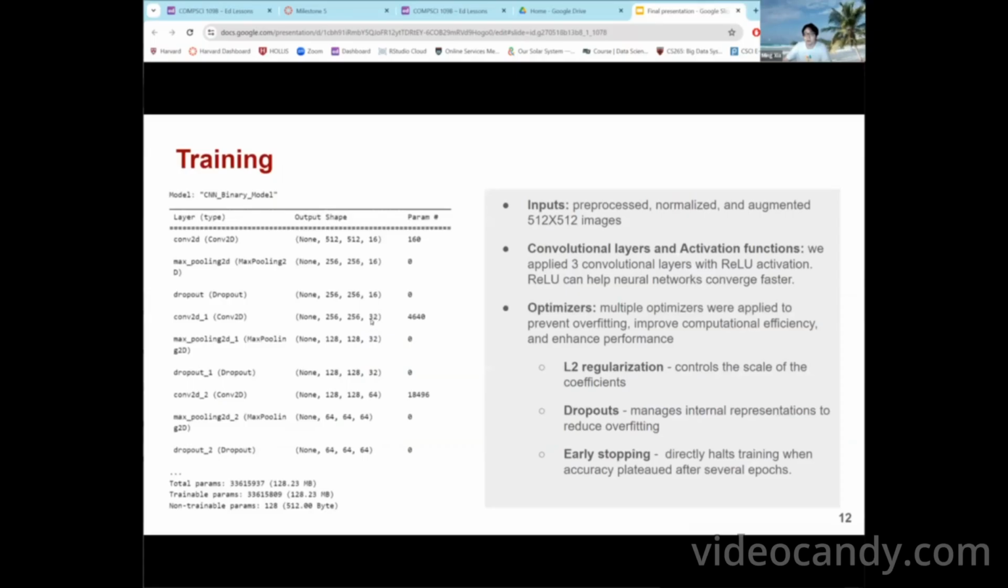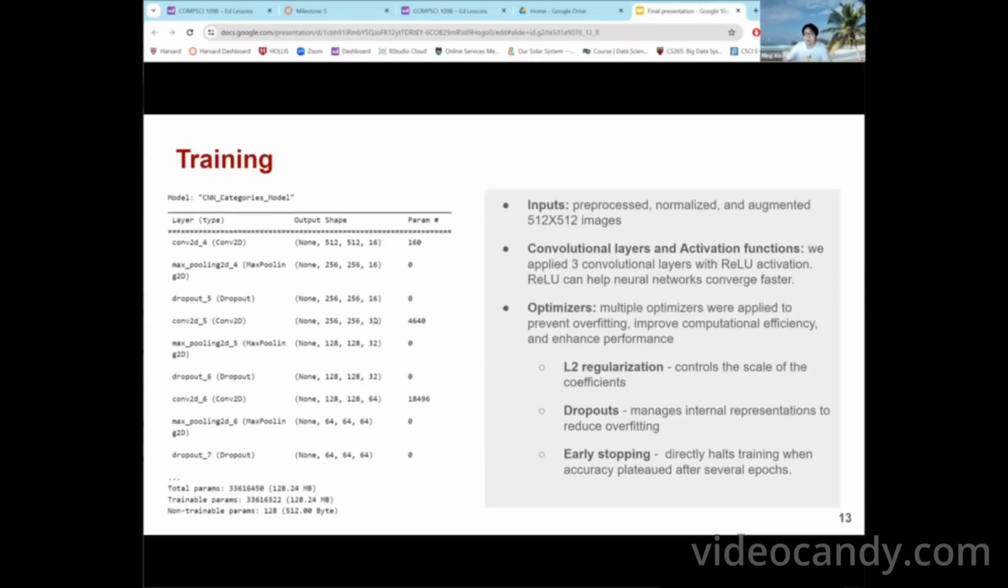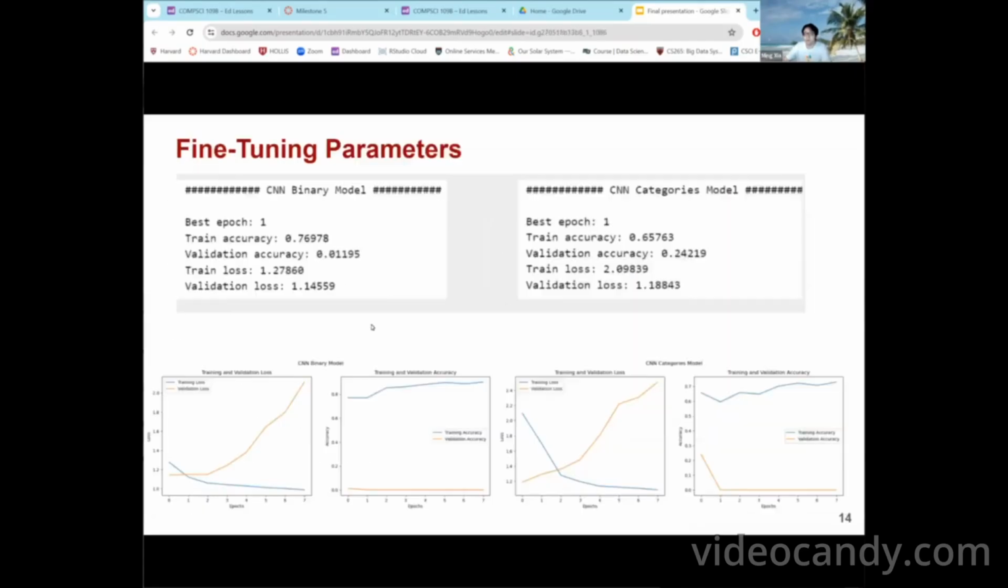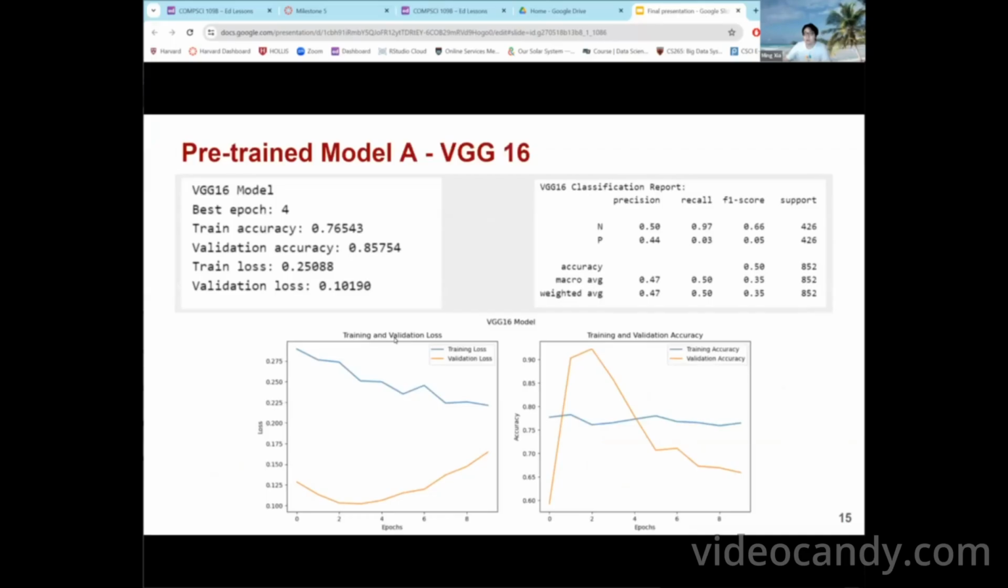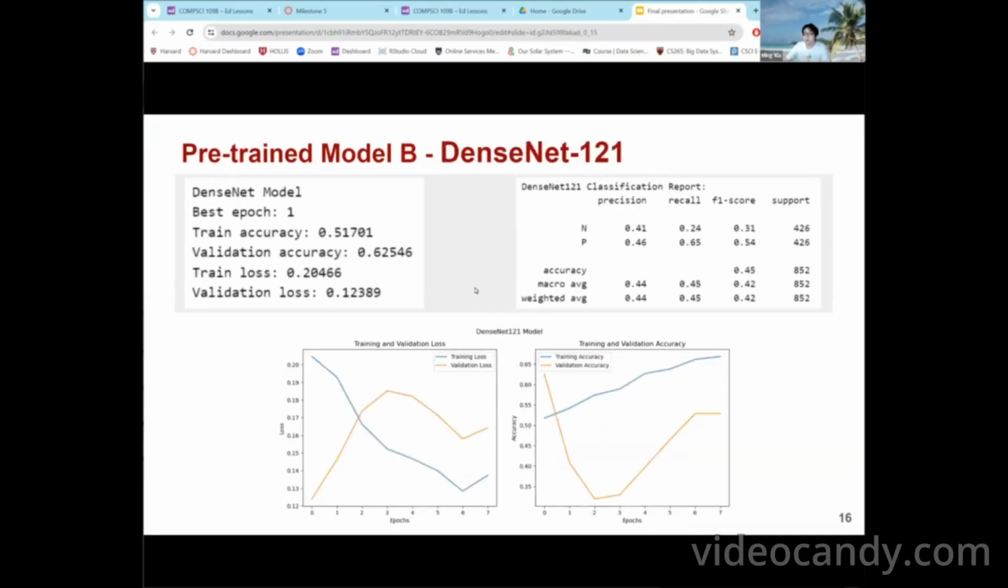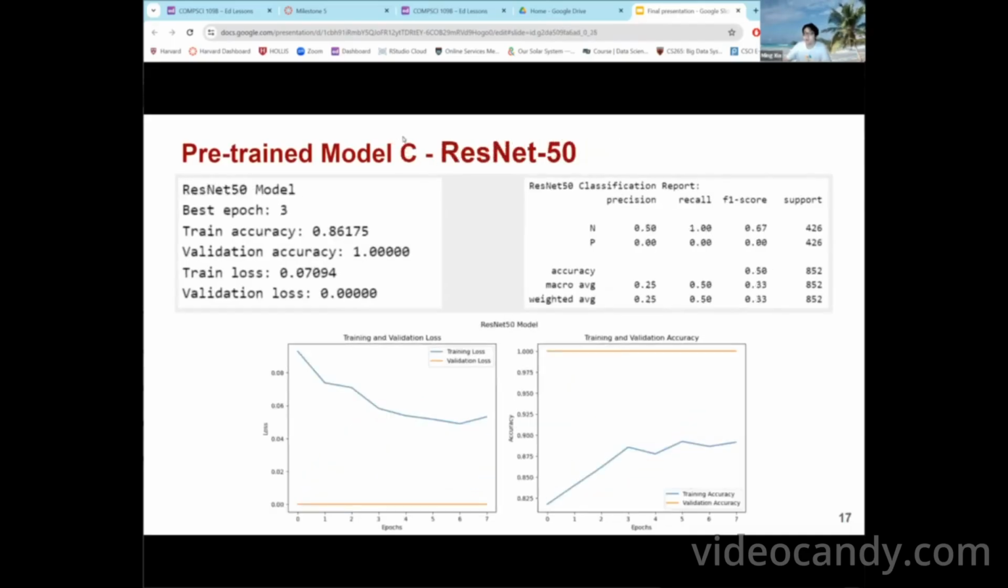Here's the training summary for the CNN binary model and the CNN category model. That was the result from the CNN model. And that was the result from the VGG16, and the result for the DenseNet121, and the result for the ResNet50.